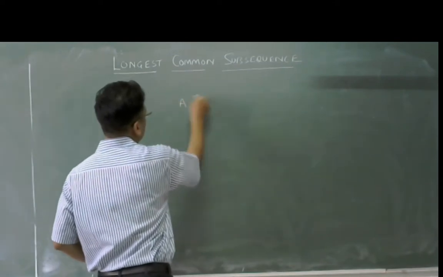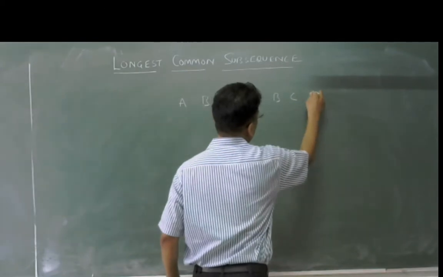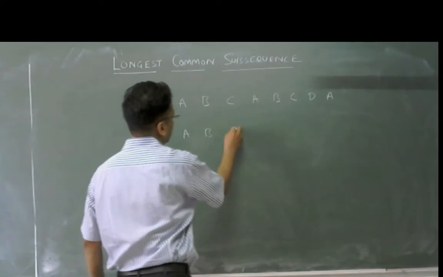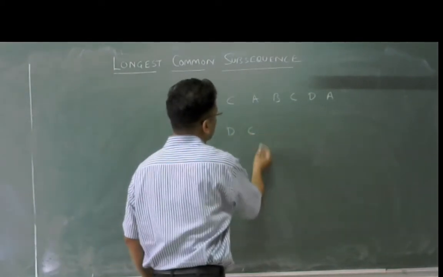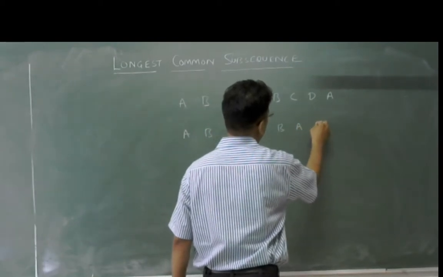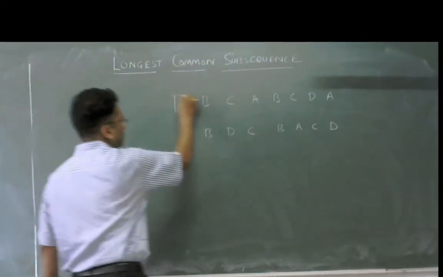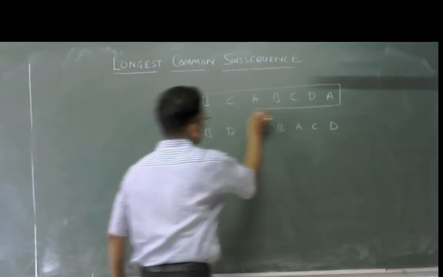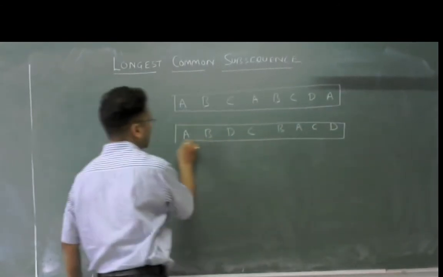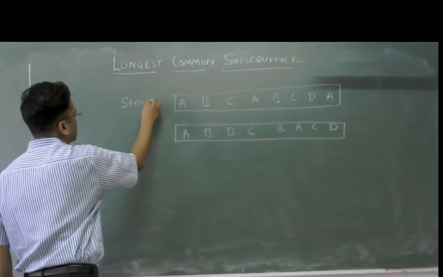Suppose this is a string: BCA, BCDA, BACD. Suppose this is string 1, and this is string 2.